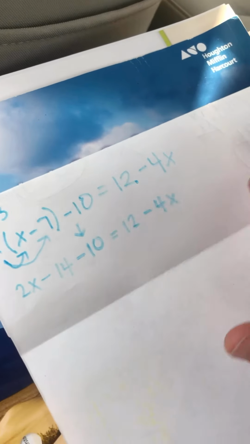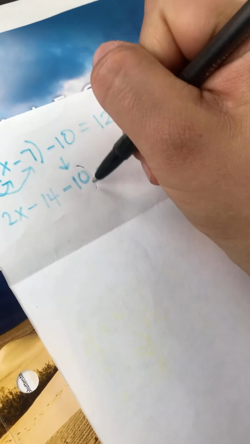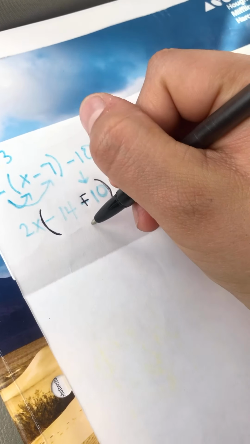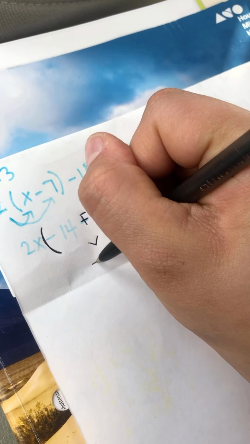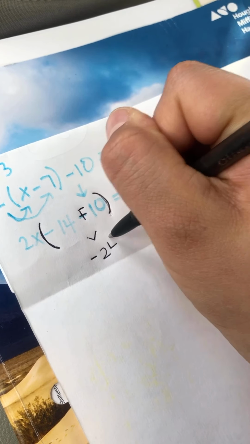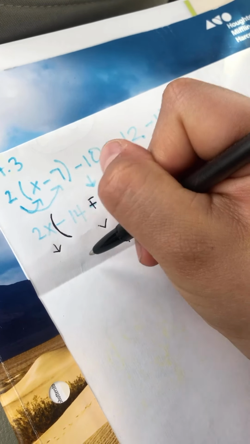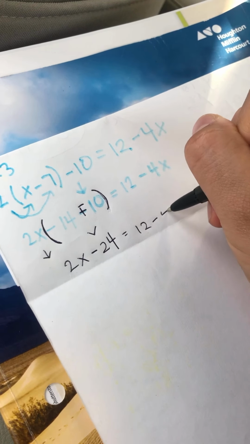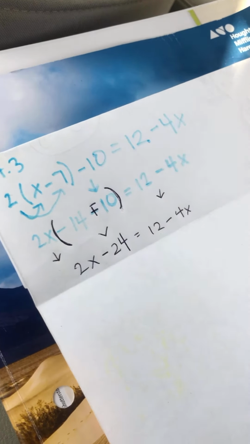So now the next step is going to be combining like terms, or more like simplifying. So we have negative 14 minus 10, or negative 14 plus negative 10. These come out to be negative 24. You're going to bring down the 2x equals 12 minus 4x. And you bring everything else down.